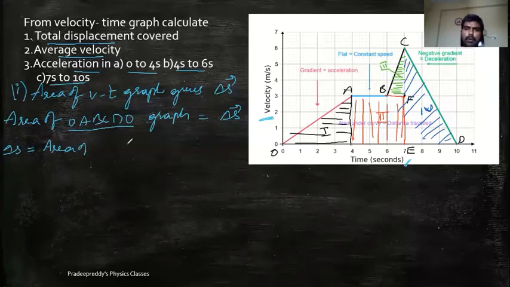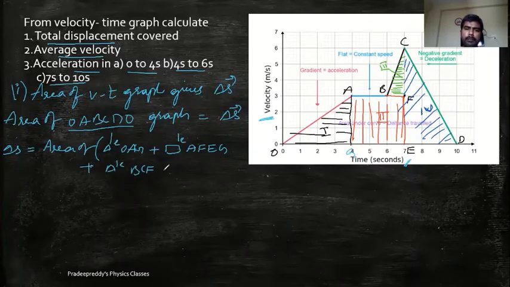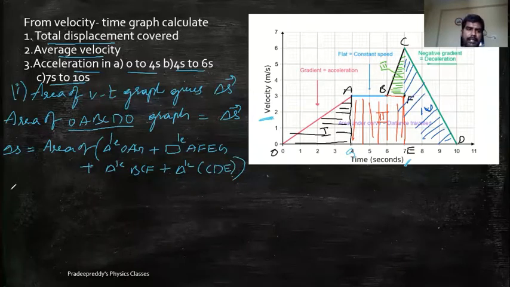triangle OAG plus rectangle AFEG plus triangle BCF plus triangle CDE, right? So if you calculate the area of all these, you will be getting delta S, right?